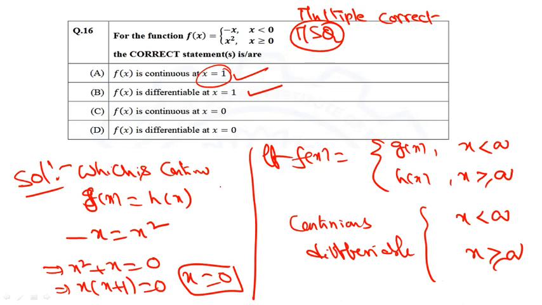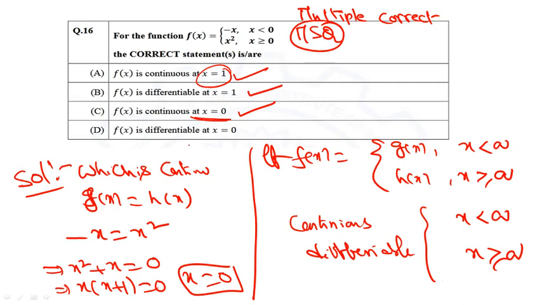So x equal to 0. Therefore, by equating g of x and h of x, we get x equal to 0, and the function is continuous at x equal to 0. So at f, the given function is continuous at x equal to 0.